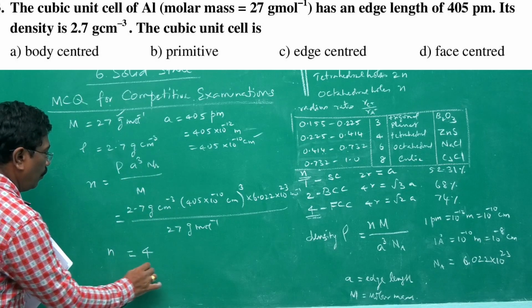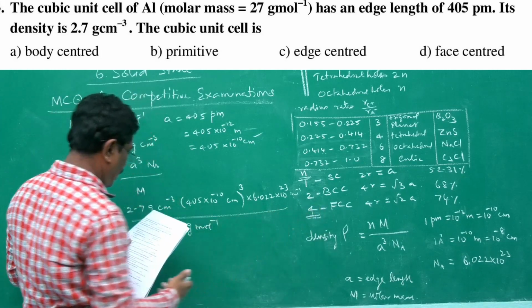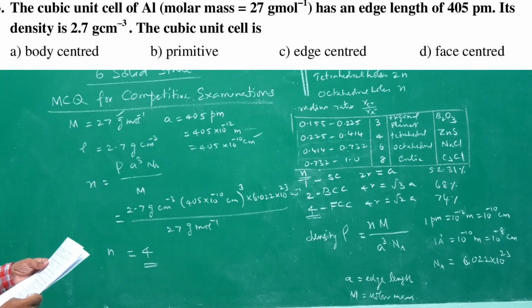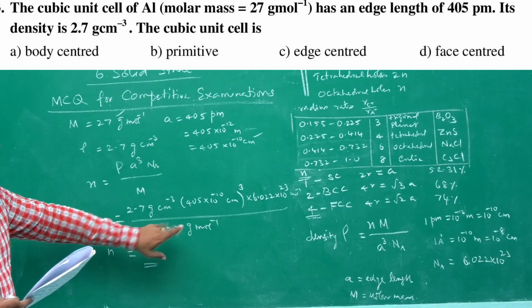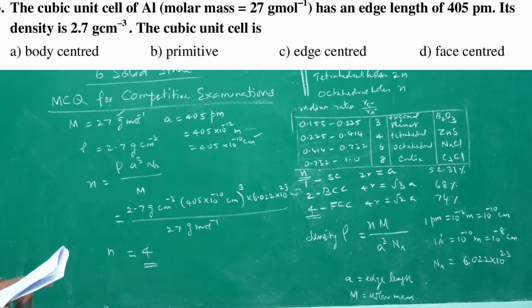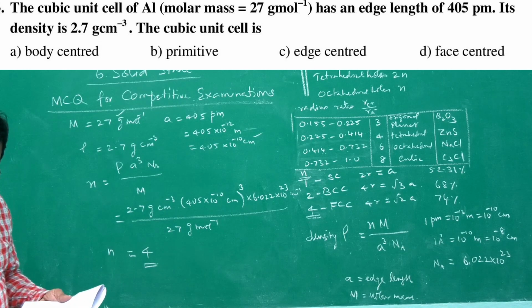If n is equal to 4, it should be face centered. Therefore, option D. If you calculate, you will get the answer 4, and if it is 4, it should be face centered, and therefore it is a face centered cubic arrangement.